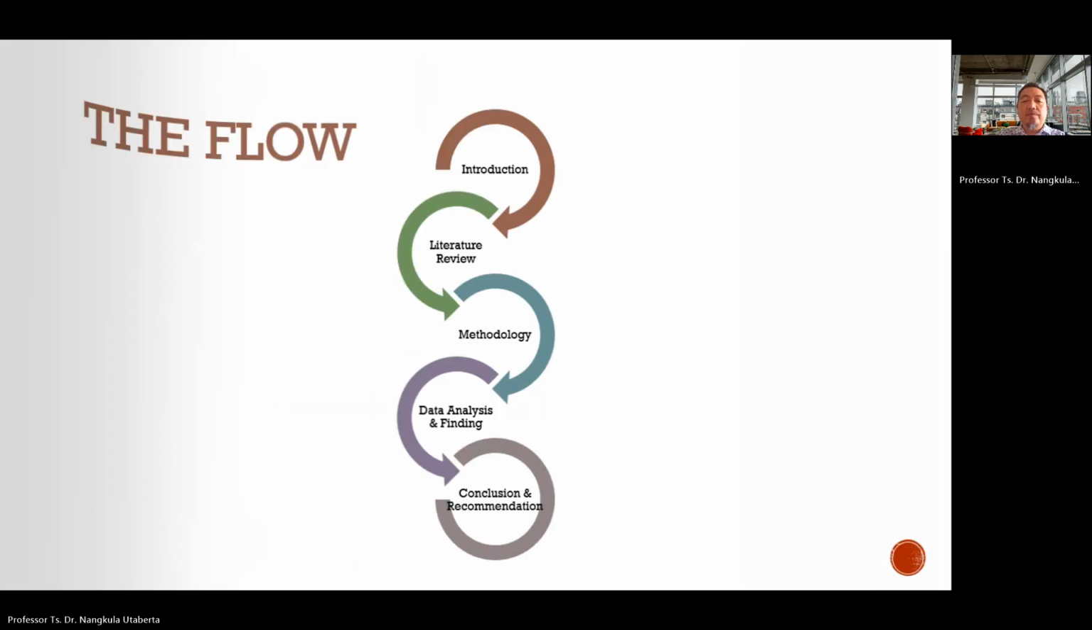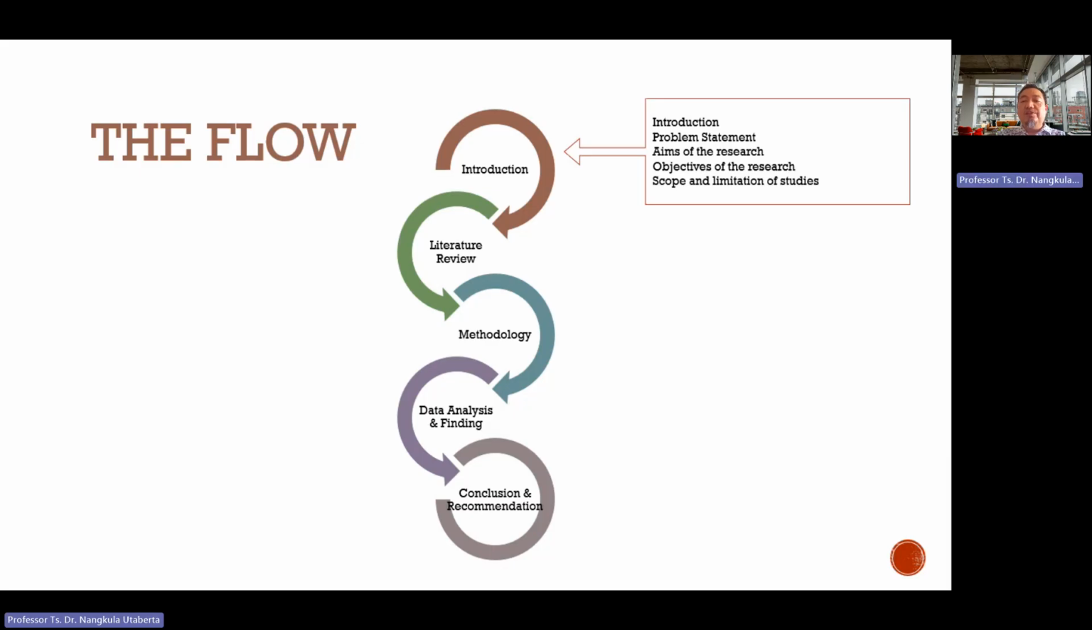Okay, so again, when you look at the flow, this is the flow of your paper. You need to have an introduction. We're going to discuss this in great detail when we discuss step by step academic writing. Introduction, of course, then your literature review. You need to have a section on methodology, data analysis and findings, and of course your conclusion and recommendations.